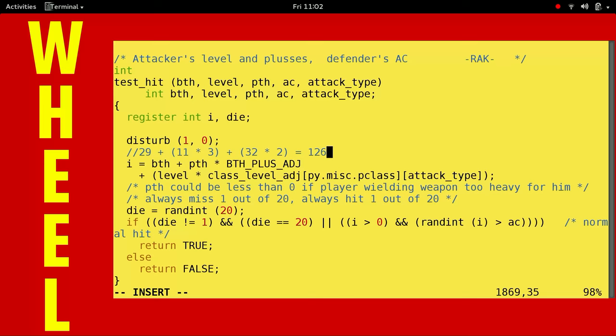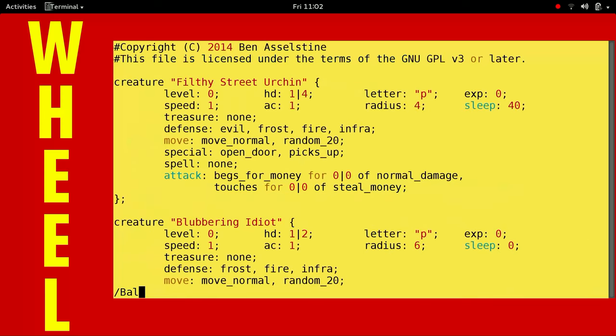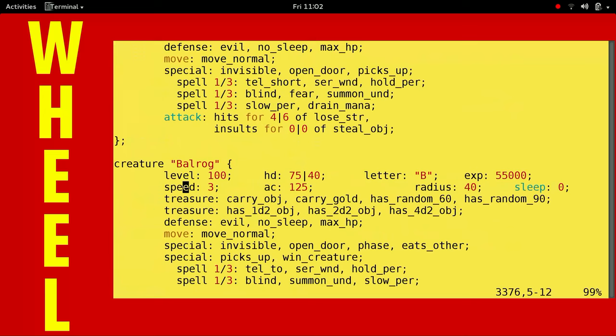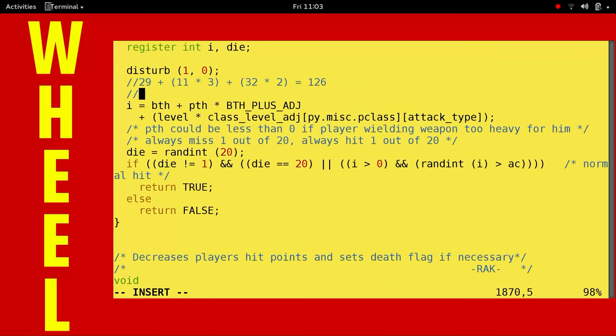Huh. So the big question is, what is the AC of the Balrog? Just gotta save that. Balrog. AC 125, folks. 125. So, okay. So that's where we're at right now.